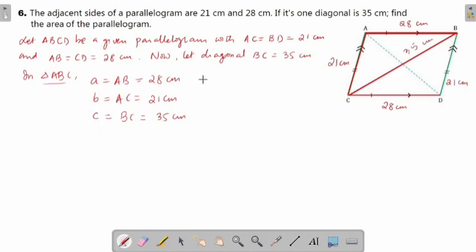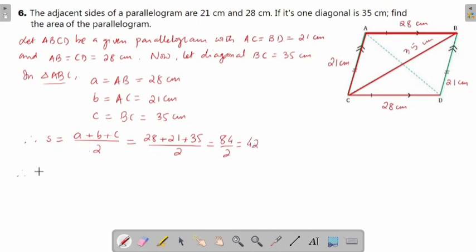So the semi-perimeter s becomes a plus b plus c divided by 2. It turns out to be 28 plus 21 plus 35 by 2. Let's quickly evaluate this. 28 plus 21 plus 35 is 84, and 84 by 2 gives me 42. So this is the value of s.